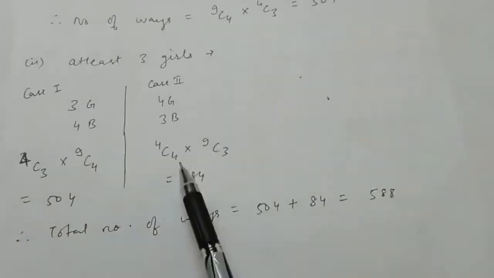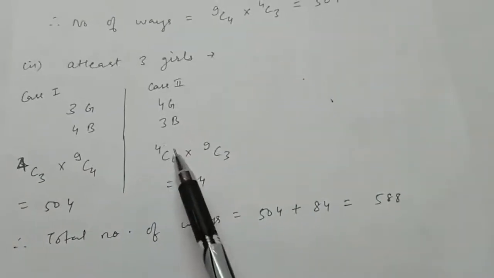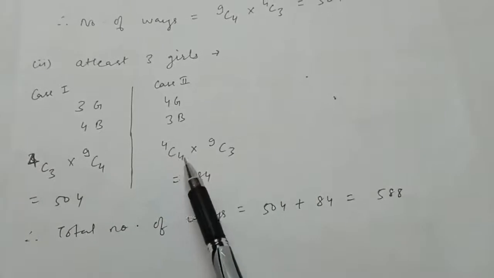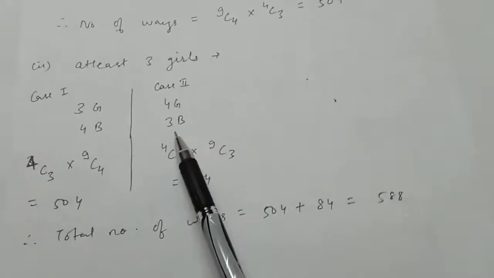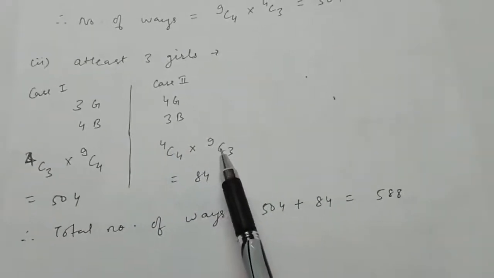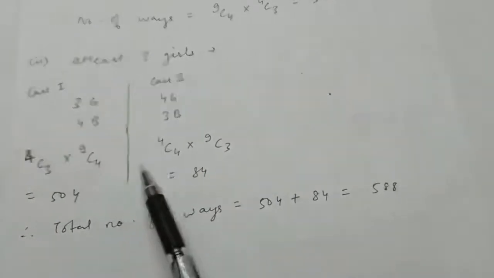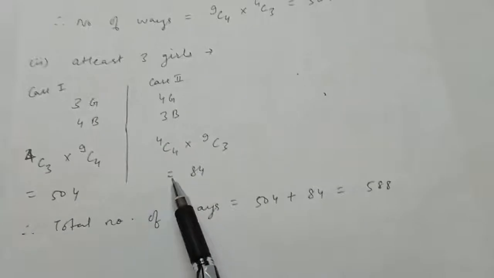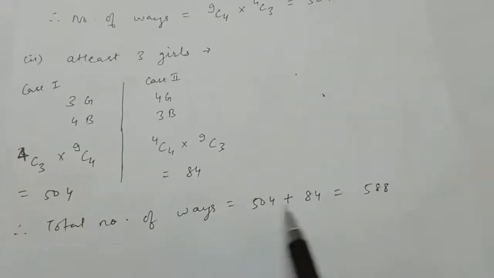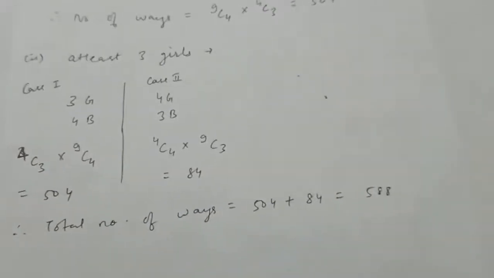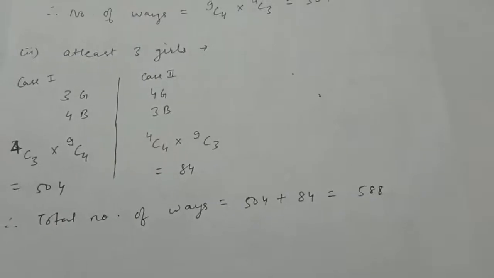Now for this case, out of 4 girls we are selecting all 4, so 4C4, into out of 9 boys we are selecting 3, which can be done in 9C3 ways, which is 84. Now these are 2 different cases, so you will add the results. So the total number of ways will be 588. Clear?